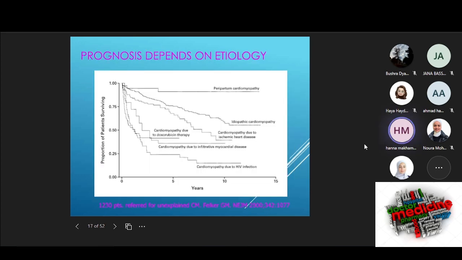This graph shows you the prognosis of patients with myopathy depending on the underlying etiology. But you can notice that the worst prognosis is HIV myopathy. The one next to it is infiltrative. Then chemotherapy carries also poor prognosis. Ischemic heart disease is better. Idiopathic myopathy is better. And the best here is peripartum cardiomyopathy, which has very good prognosis to recover.